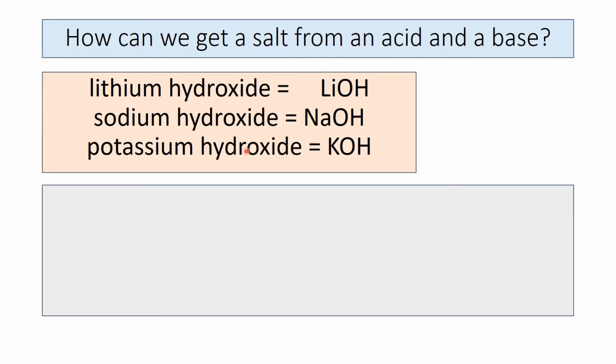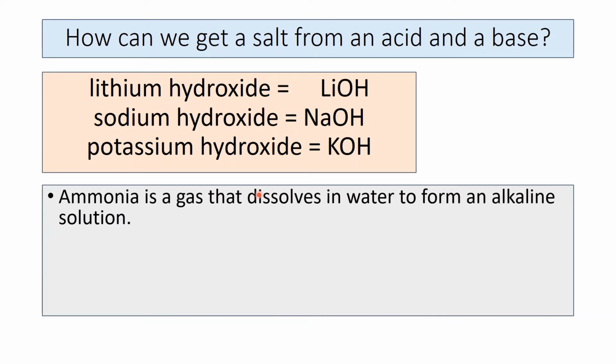Here are some hydroxides, some alkalis. Lithium hydroxide will be LiOH, sodium hydroxide will be NaOH, potassium hydroxide is KOH. Ammonia is also another alkali. That is a gas, NH3, that dissolves in water to form an alkaline solution.